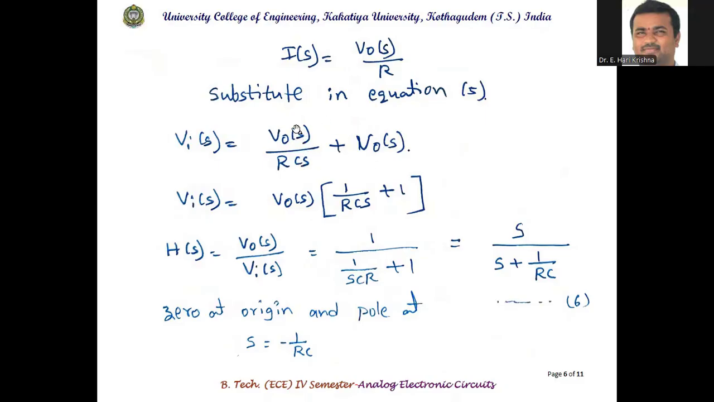Taking common from this polynomial, V naught of s is equal to 1 by RCs plus 1. Rearranging this equation to get the transfer function, we get 1 by 1 plus sCR. This can be written as s by s plus 1 by RC. This has both a numerator and a denominator. Previously, the numerator was a constant, but here the numerator is a function of s.